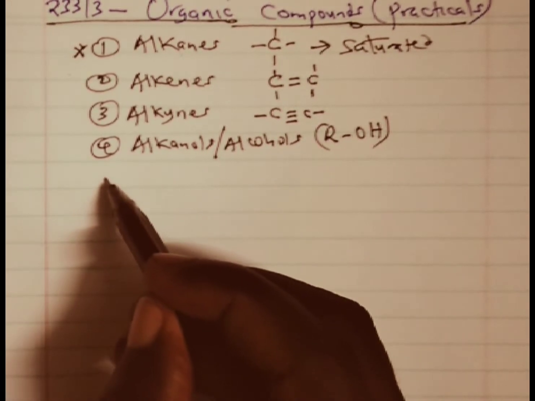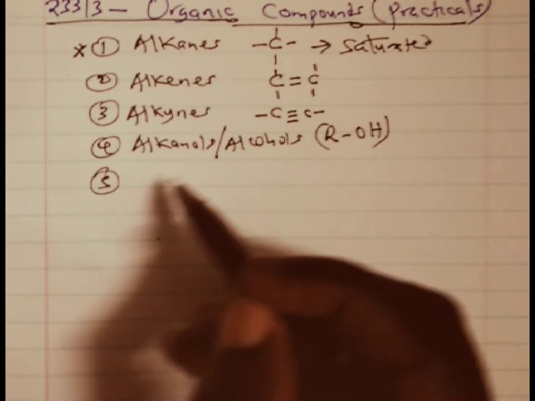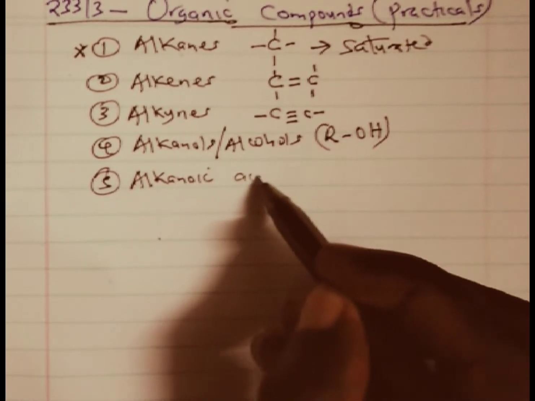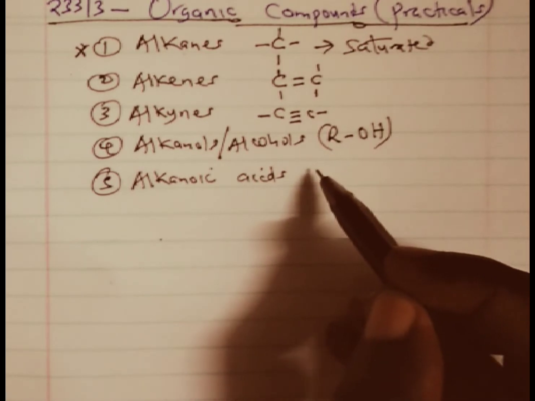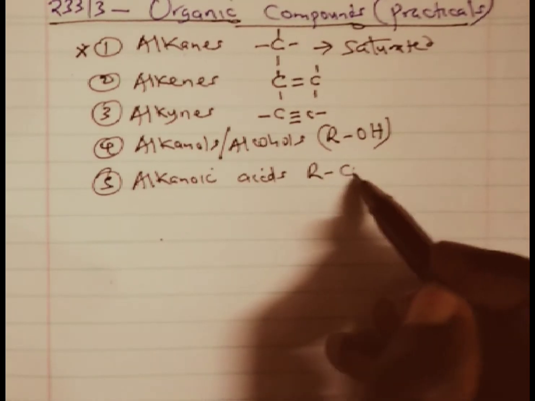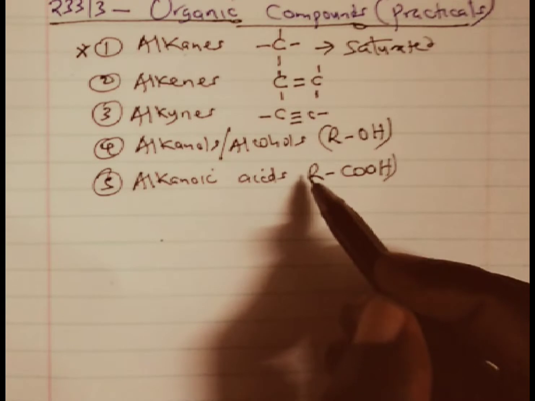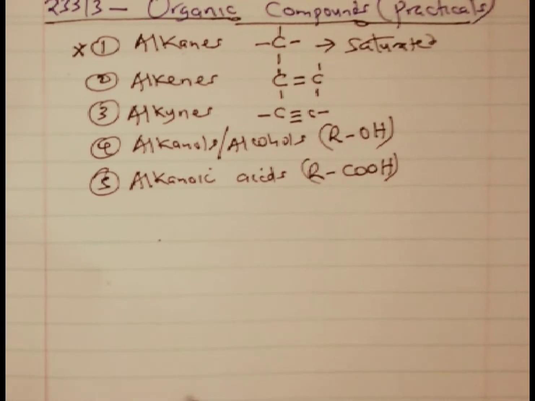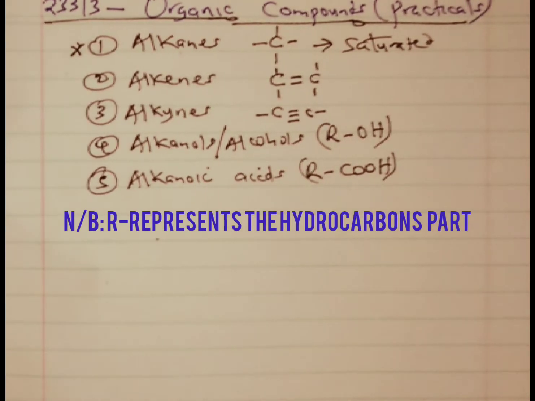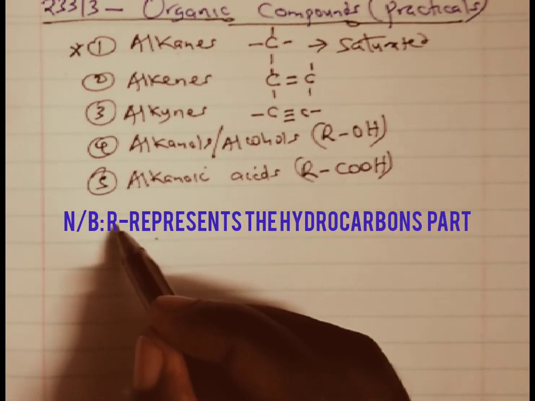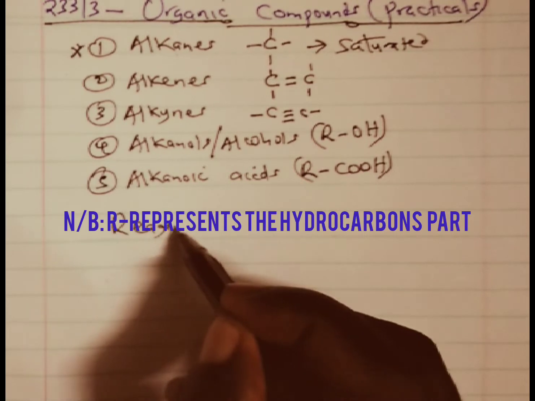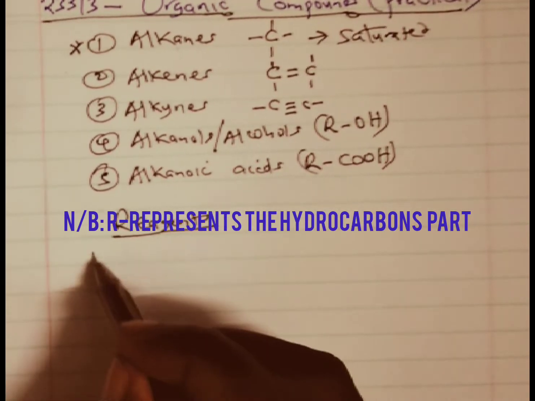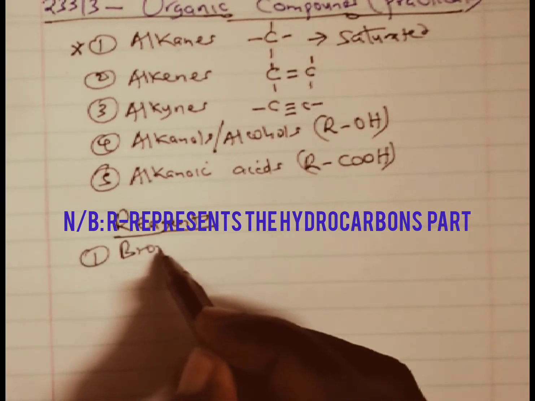Lastly, we are going to talk about alkanoic acids, which are represented by RCOOH as written anyway. What are some of the reagents that we use? The reagents we use: 1, we have bromine water.